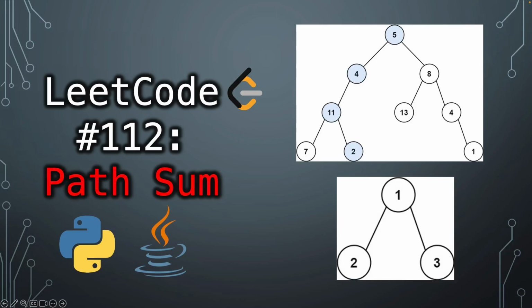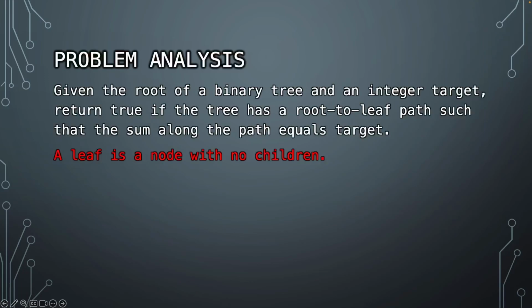In this video, I will explain the solution to LeetCode problem number 112, path sum. We are given the root of a binary tree and a target sum. We must check if there is a root to leaf path in the tree so that the sum of all nodes in the path equals the target. Keep in mind that a leaf is a node with no children.